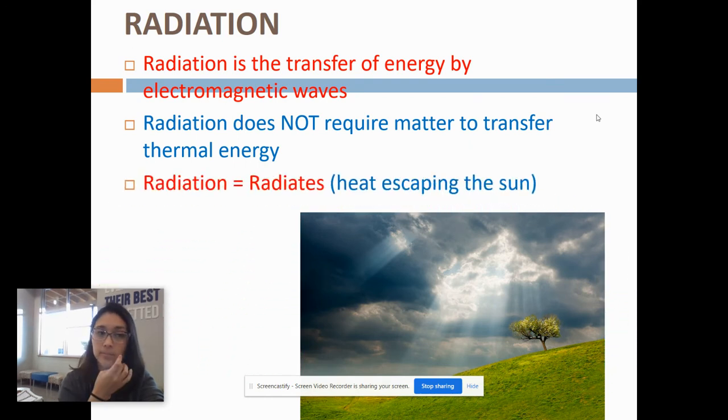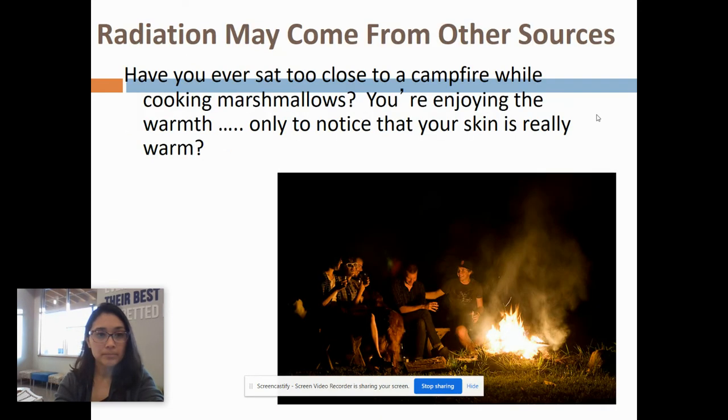Okay, radiate, there's another red word for you. Radiation equals radiates. The heat escaping from the sun is a good example of radiation. Pause it here if you need time to write, and I'm going to move on.